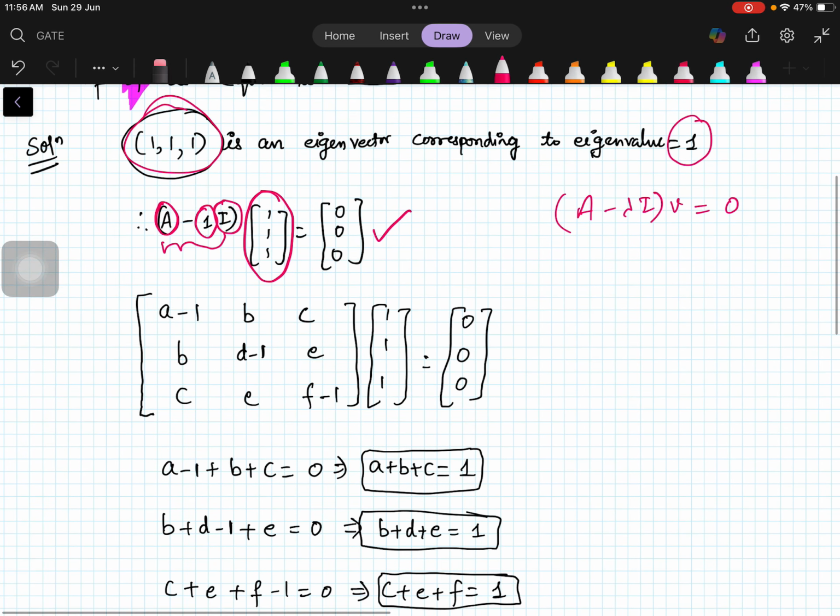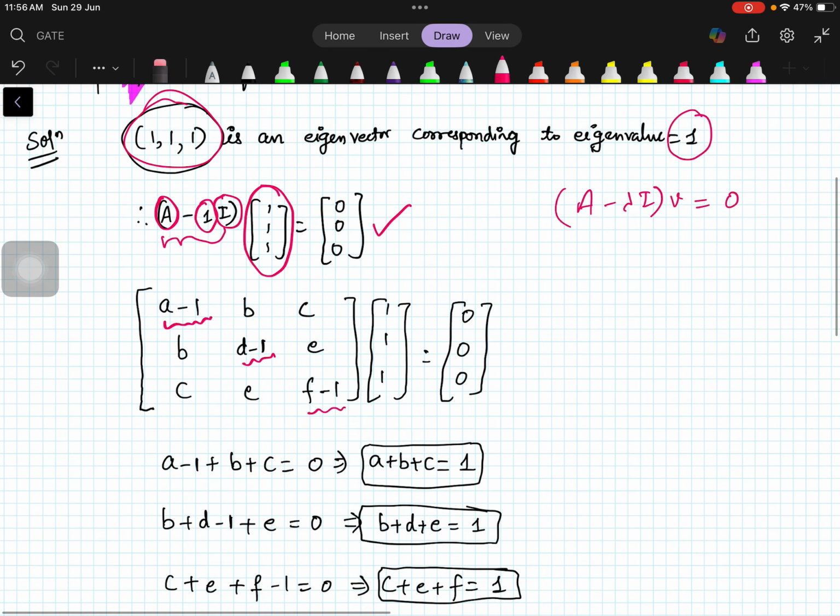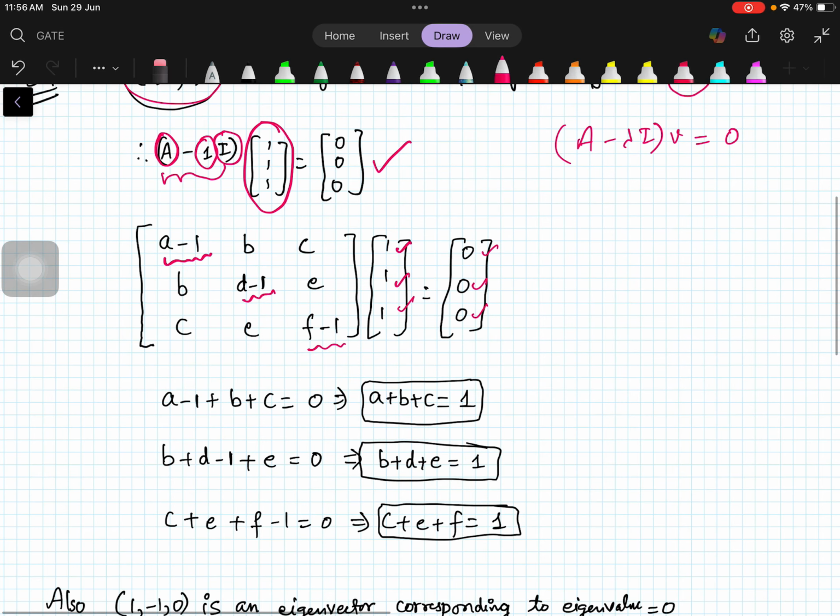From here you get the matrix with entries a minus 1, d minus 1, f minus 1 on the diagonal. You just subtract 1 from the diagonal entries of the given matrix, multiplied by (1, 1, 1), equal to (0, 0, 0). You just use matrix multiplication. This is a 3 cross 3 matrix and this is a 3 cross 1 matrix. When you do first row first column, you get a minus 1 plus b plus c equal to 0. That gives you a plus b plus c equal to 1.